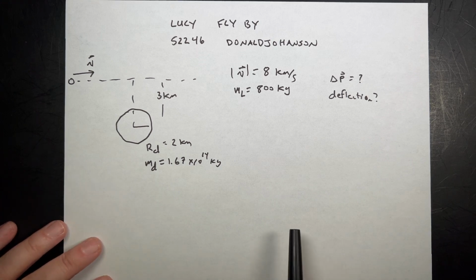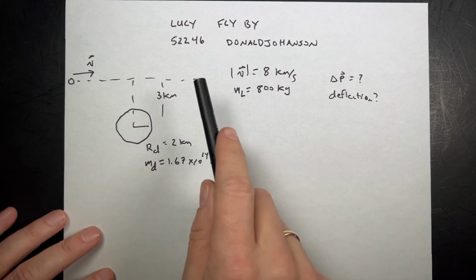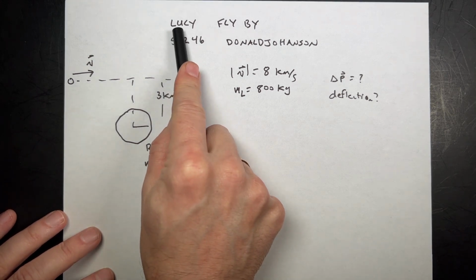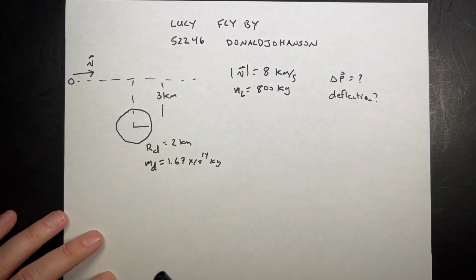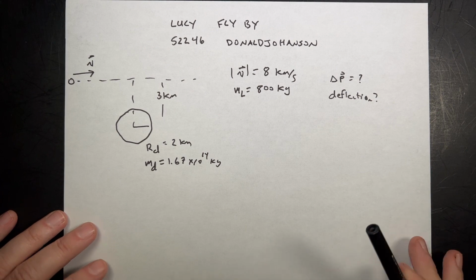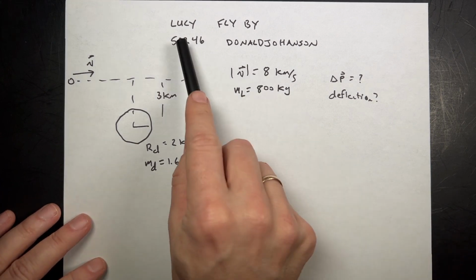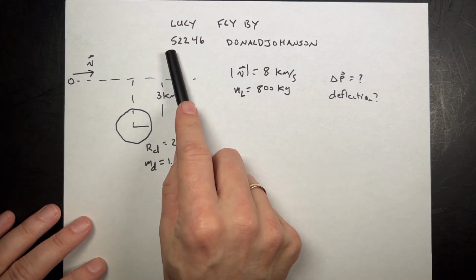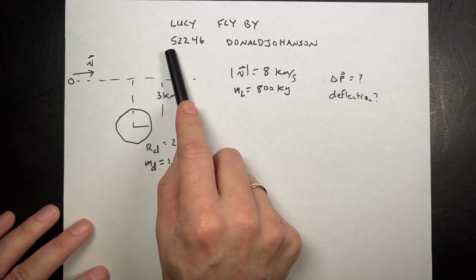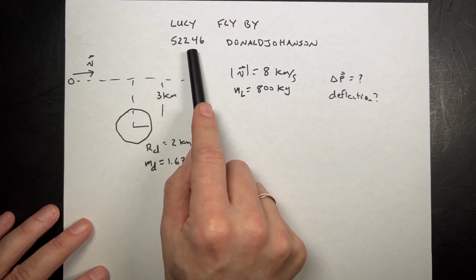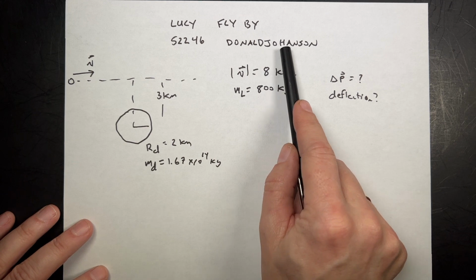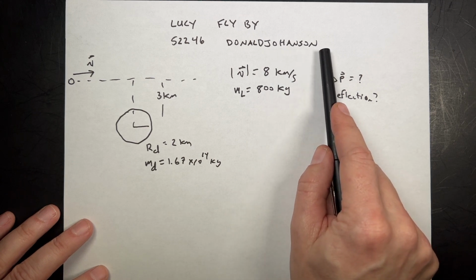Physics problem time. Lucy is a spacecraft, and this is real. I looked it up, and Wikipedia may be lying to me, but it's going to fly by, not technically fly, which includes air. It's going to move past 52246 DonaldJohanson, which is an asteroid.